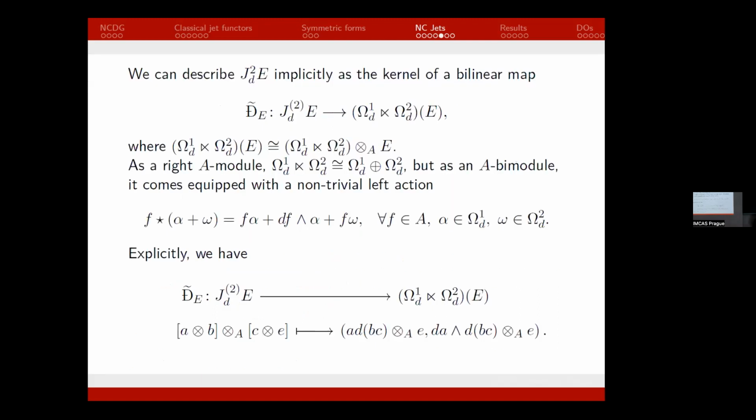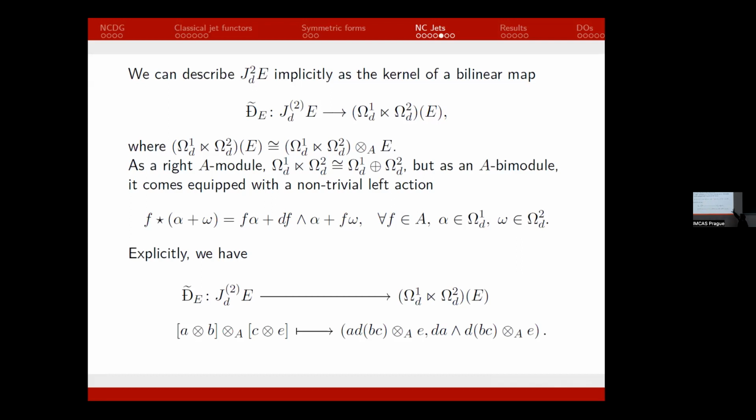In fact, we want to see it as the kernel of a certain linear map. And we managed to find this map, and we denote it with this Icelandic letter as tilde of E. The image of this map is this special space, which is defined as a tensor functor, and as a right A module it behaves as a direct sum, whereas as a left A module it has this weird action that mixes the terms. So one forms, part of the one forms become two forms.